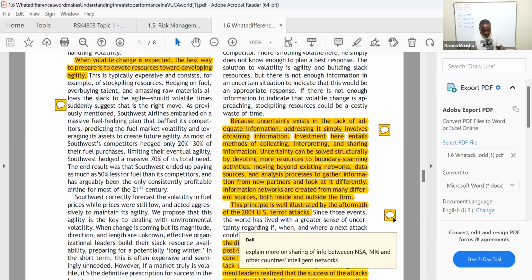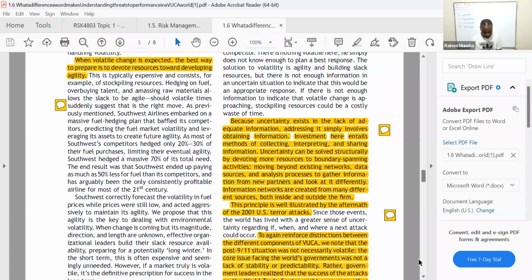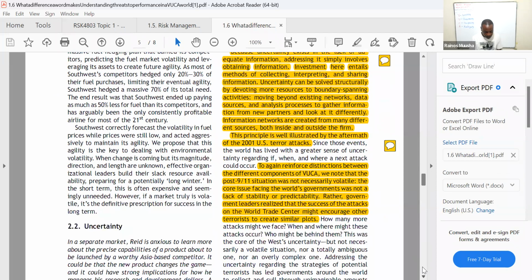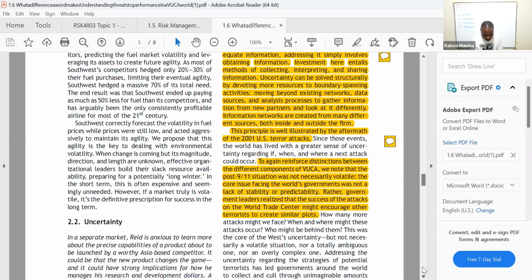This is the reason why they want to do that, mainly because they want to deal with this situation of uncertainty. And remember, for them to be able to do that, they need to gather as much information as possible. Here they say, to reinforce the distinctions between the different components of VUCA, we note that the post 9/11 situation was not necessarily volatile. The core issue facing the world's governments was not a lack of stability or predictability. Rather, government leaders realized that the success of the attacks on the World Trade Center might encourage other terrorists to create similar plots.